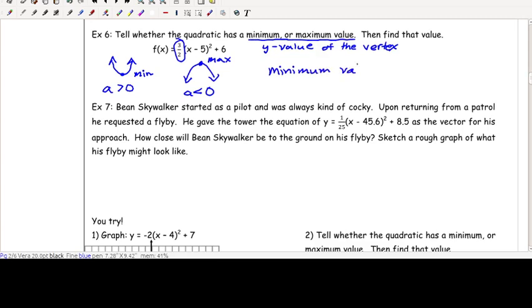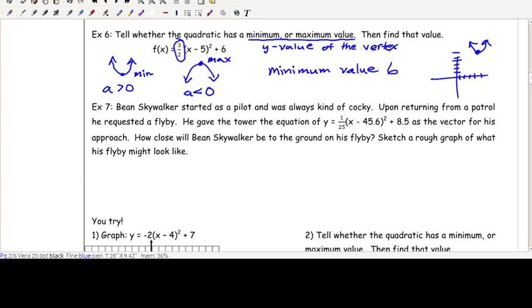And that minimum value is going to be the y coordinate of my vertex. So looking at my vertex, it's going to be this plus 6 because my parabola, although it moved 5 to the right, moved 6 up. So my minimum value is going to be 6 because it moved 5 to the right and 6 up. And it's coming like that. That's why we have a minimum. So know the difference between whether you've got a minimum or a maximum, and then just pick off the y value.